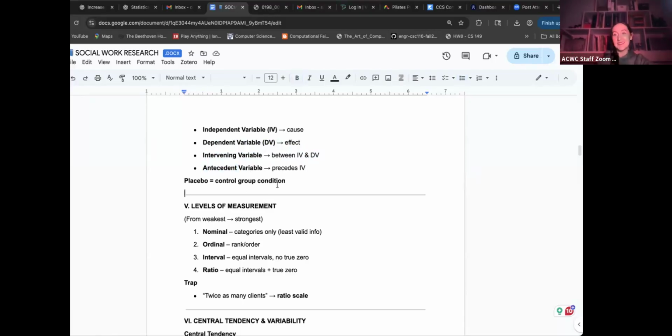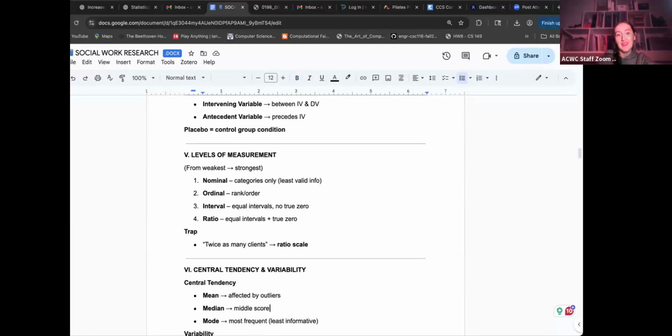Okay, we all know a placebo effect, right? This is like they give you that sugar pill and you call all your girlfriends and you're like, I feel so much better, okay? But we weren't given anything. It was literally a placebo effect. Sadly, it sometimes really does cause that.